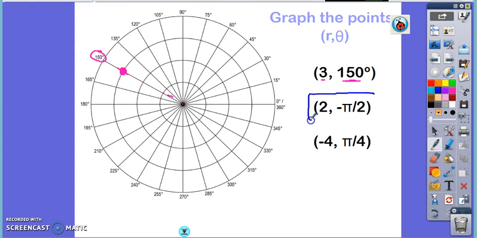Okay, let's try another one. What if you have a negative angle? You'll rotate the opposite direction, clockwise. So we're going to go down to negative pi over 2, negative 90. And then a radius of 2. So 1, 2.